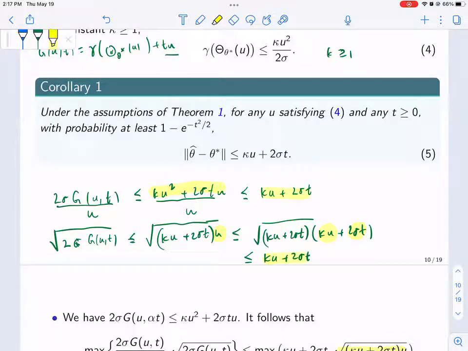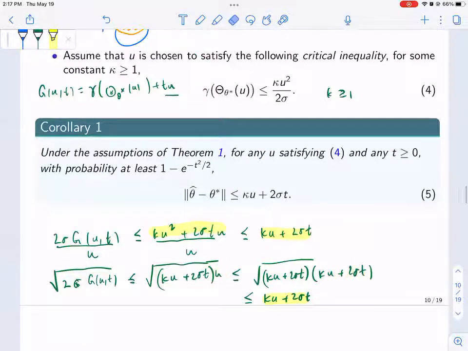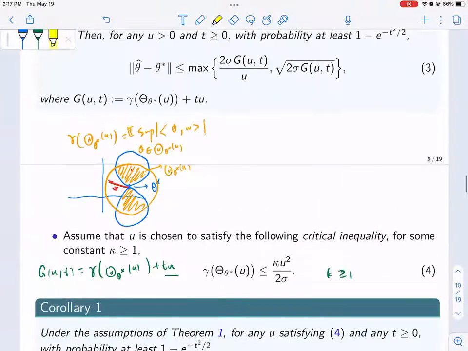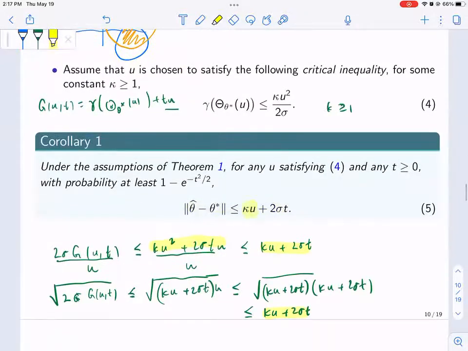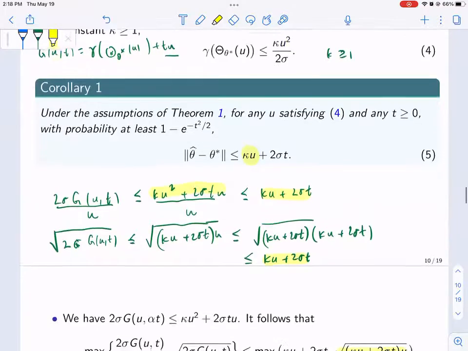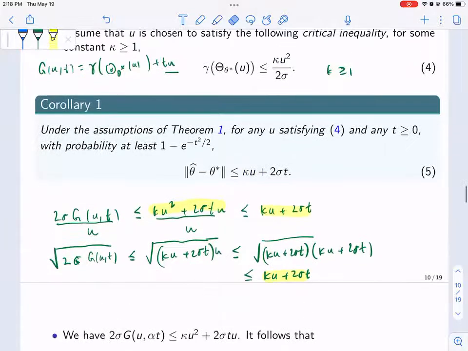This calculation you can do for yourself. It's not too informative. But if I have something that satisfies this, then I have this inequality from this bound. Later on, we'll prove this. What this is saying is that the dominant term would be this. You can think of u as the radius of that neighborhood. Whatever u satisfies this immediately controls the error. So the radius that satisfies this is basically the size of the error with high probability.